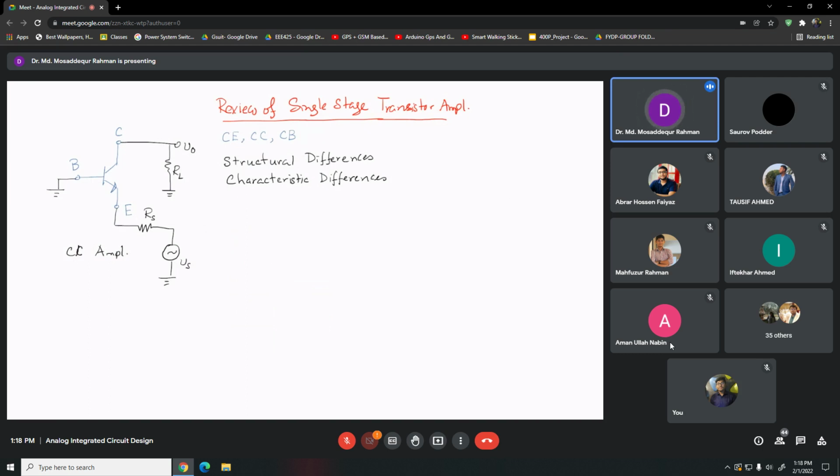Oh, it's common base, sorry. So there's common base, and base is grounded. As you can see here, base is common, right? Base is common to both the input and the output. The input we apply between emitter and the ground, that is base, and output we take from collector and the ground, that is base. So base is common to both the input and the output, so it's the name common base amplifier.